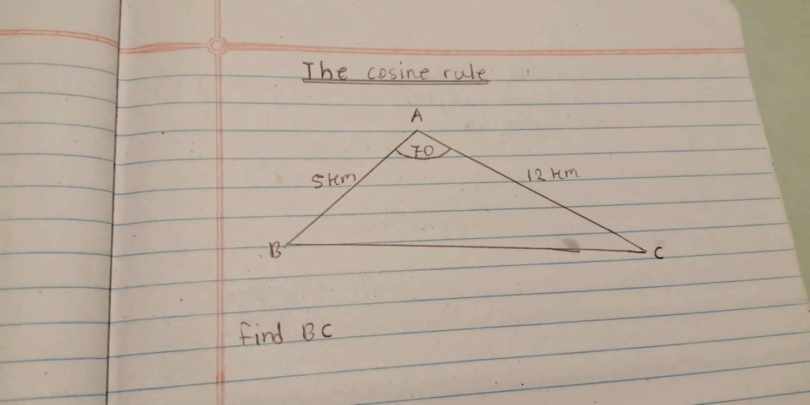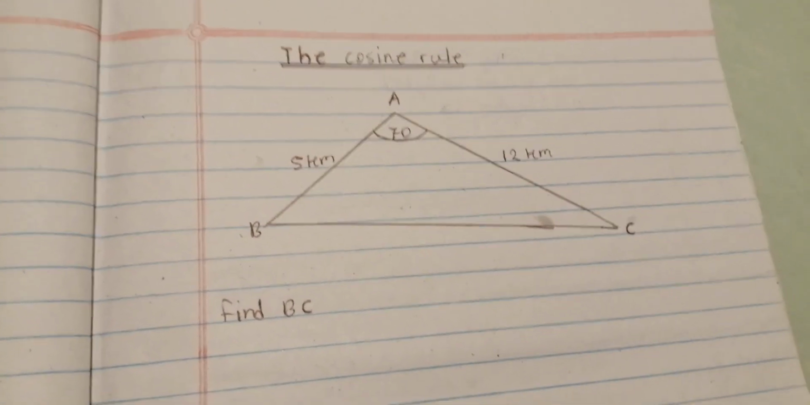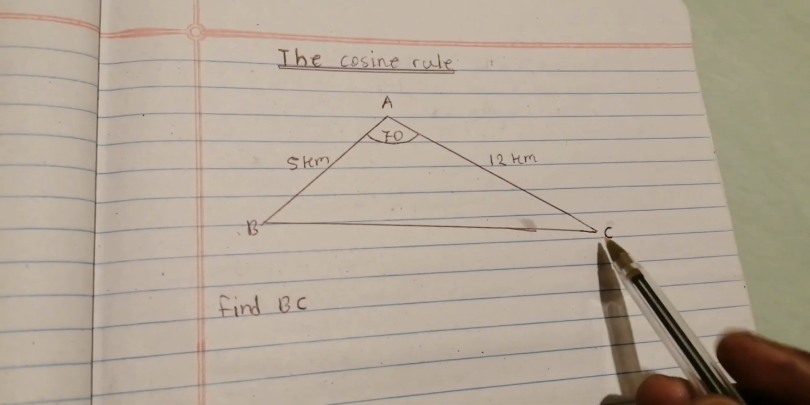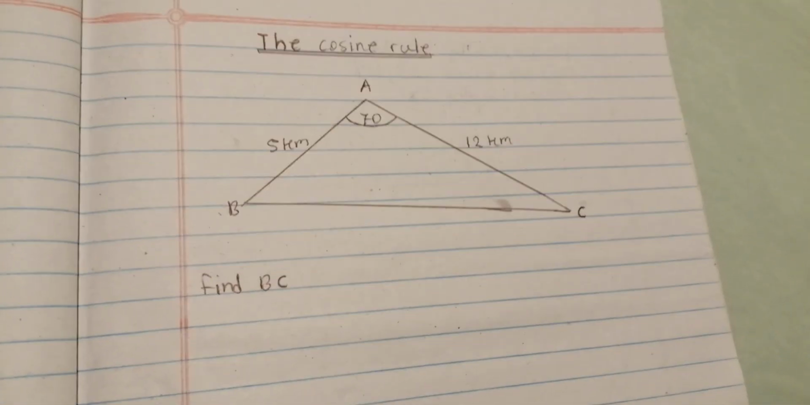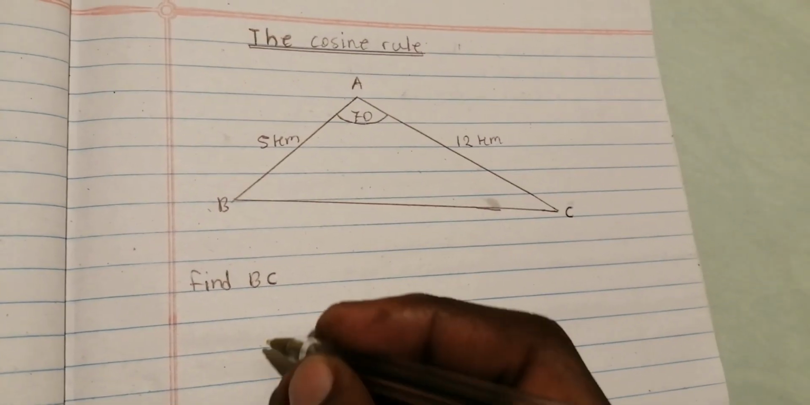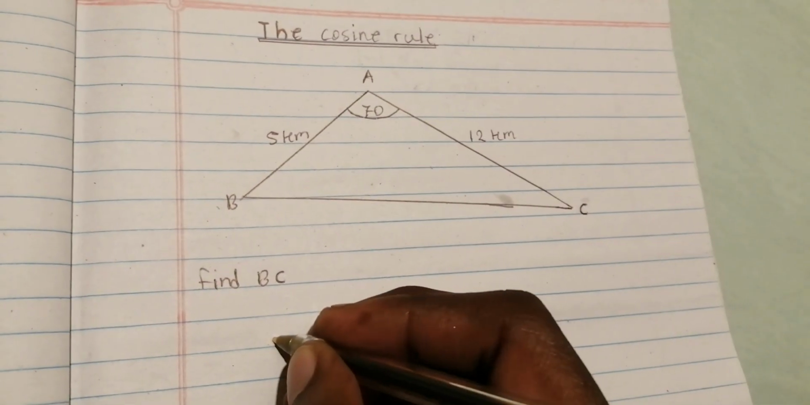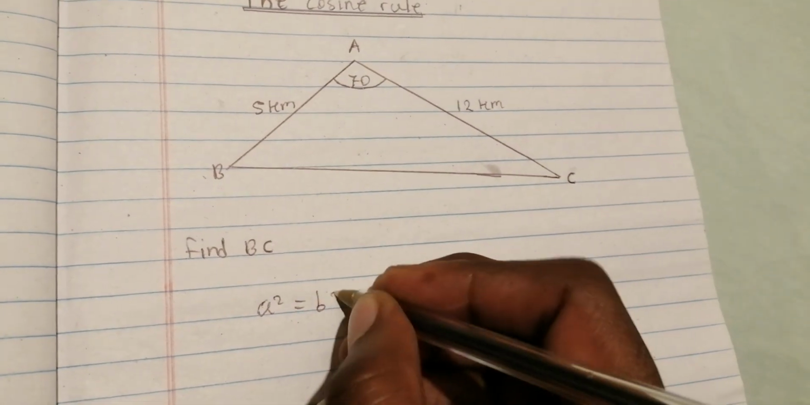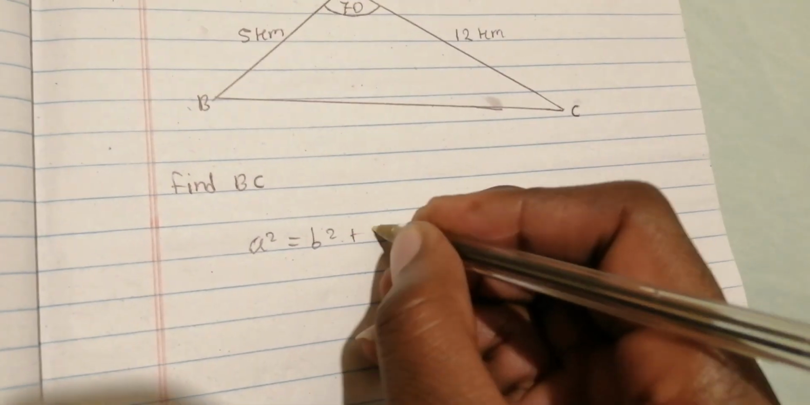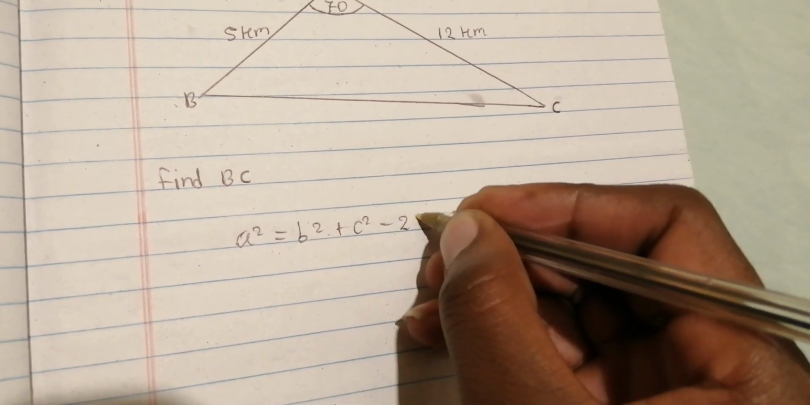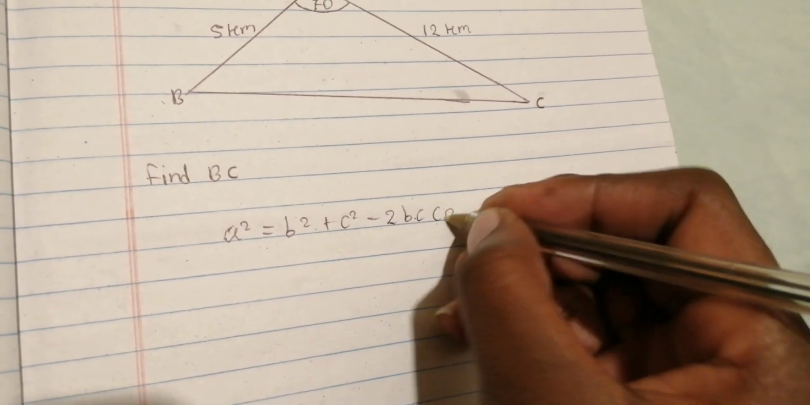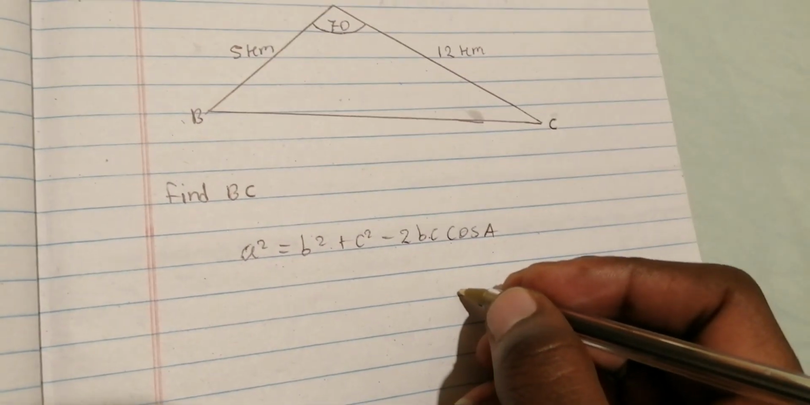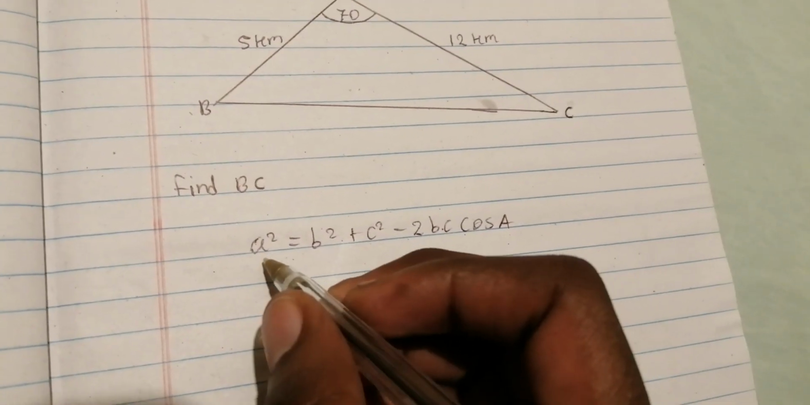Alright, so we have been asked to find BC. Here under the cosine rule, we have this formula which says a squared is equal to b squared plus c squared minus 2bc cos A, like that.